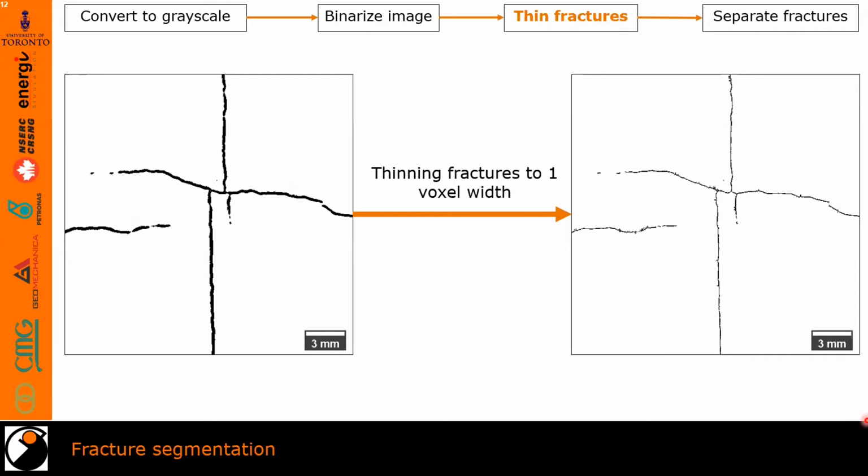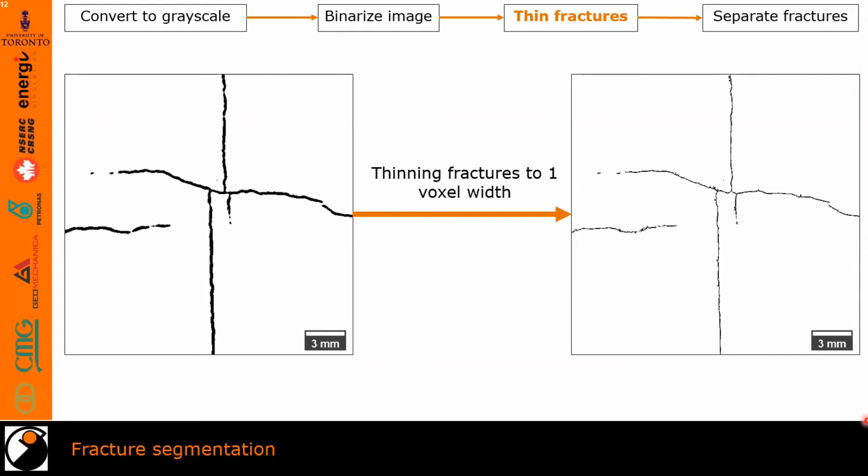And this is useful for many different studies, such as numerical simulation or fracture aperture. However, since we just need to estimate the fracture roughness, we need the fractures to be thinned to a width of 1 voxel. So thinning of the fractures was performed so that the resultant images represent the center line of the fractures.